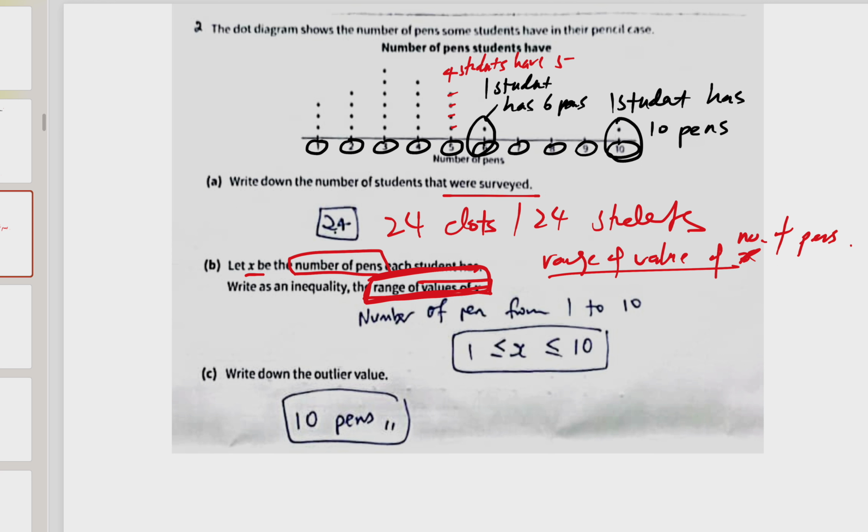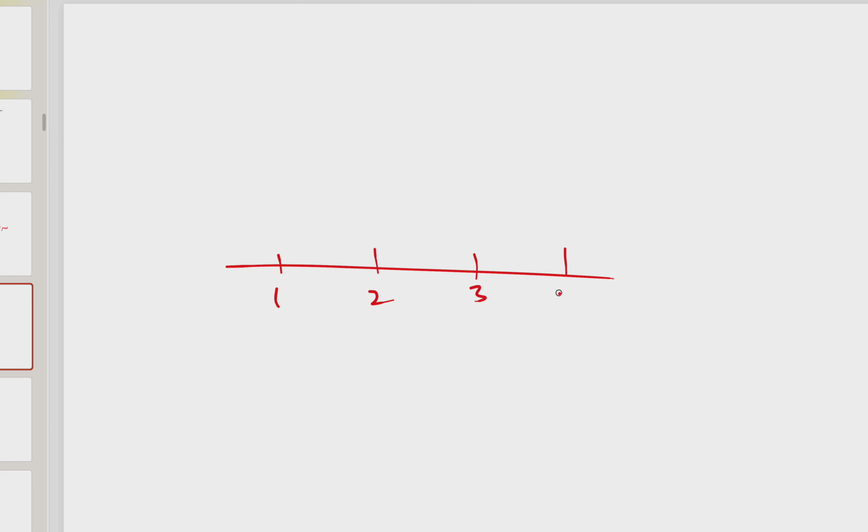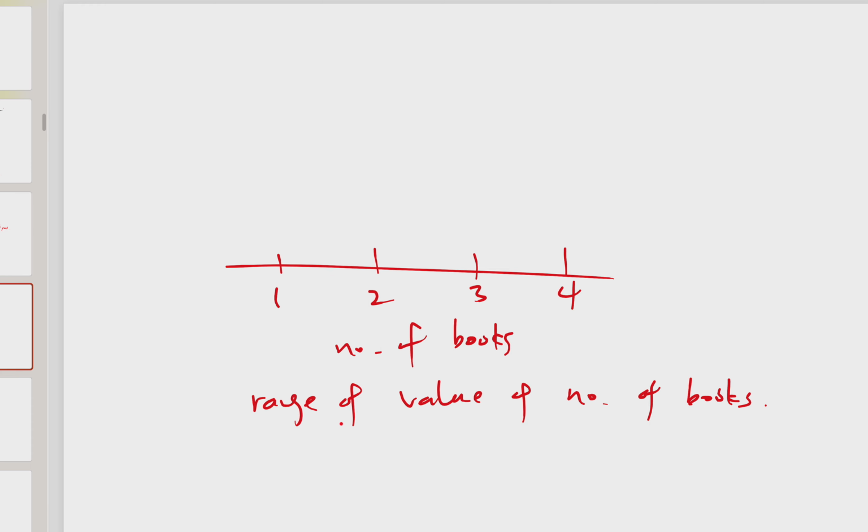Understand? So in a way, let's say the question is 1 book, 2 books, 3 books, and 4 books, right? This is the number of books. If I ask you for the range of values of the number of books, what is the range? It's from 1 to 4. So you write down from 1 to 4. But this is English, 1 to 4 is English. How do you define this in a math inequality? 1 to 4. So, in between. Understand? I give you some 10 seconds to digest. Make sense or not?